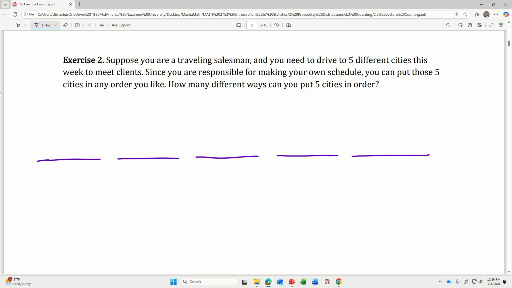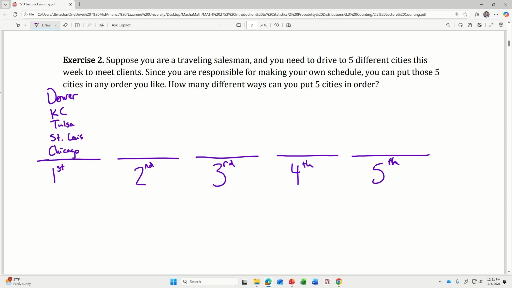So the correct way to think about this, I think, is there's going to be a first city I travel to, and then there's going to be a second city I travel to, and then a third and fourth and fifth city that we travel to. As I'm going about, I first have to decide what is the first city I'm going to travel to, and how many choices do I have? We've got 5 different choices, right?